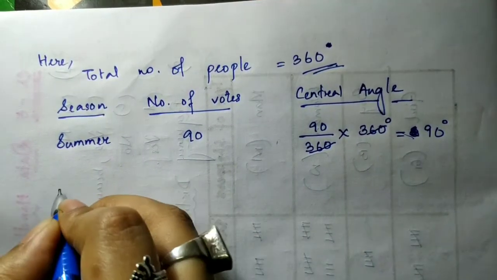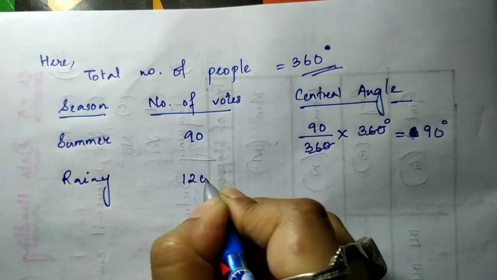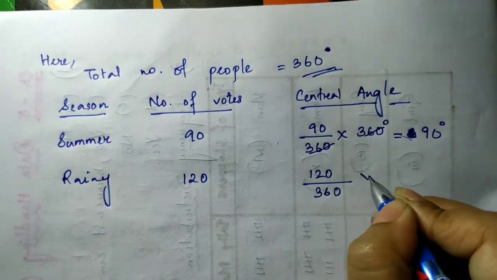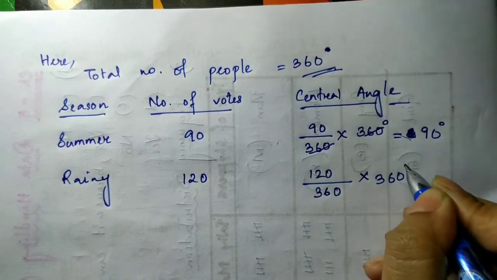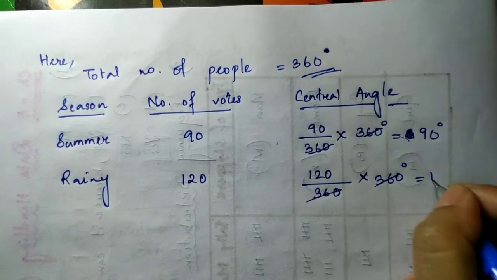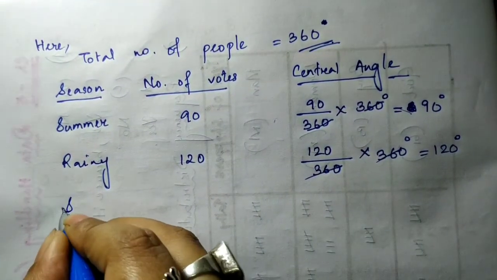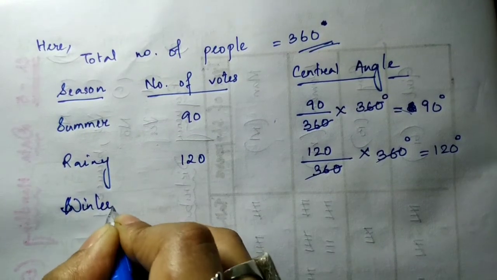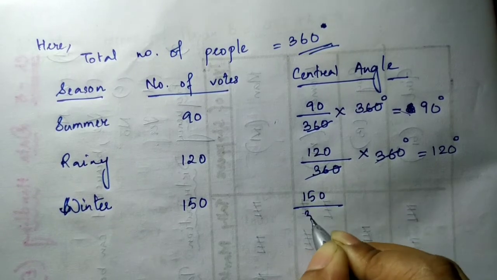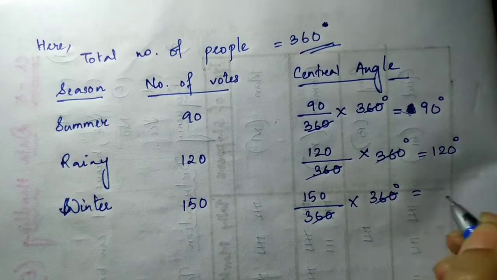The next season is given as rainy season. The number of votes is given as 120. Now see here, 120 by the total, 360, that is the total number of people, into 360 degree. This will remain the same. Again both of these get cancelled and your answer is 120 degree. Next one is winter. I'm very sorry about this. Winter is 150. So 150 by the total, that is 360, into 360 degree. Cancel it out and it gives you 150 degree.